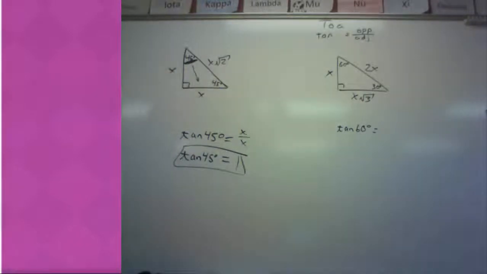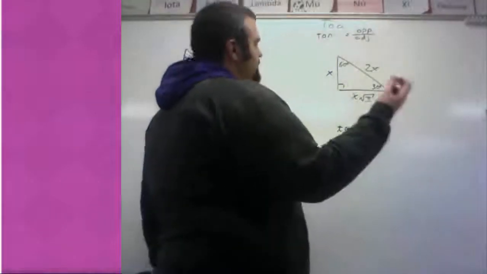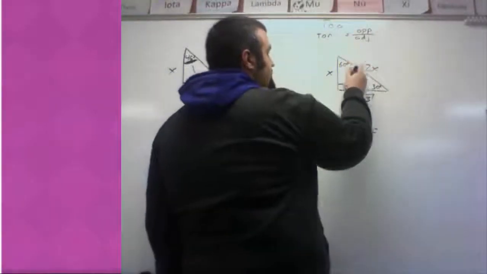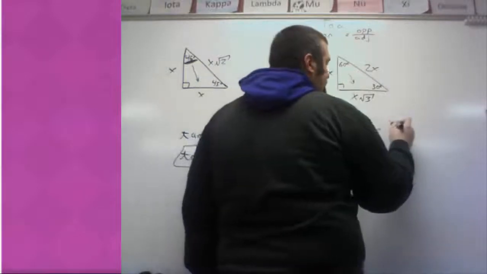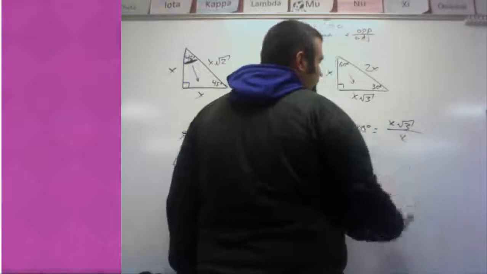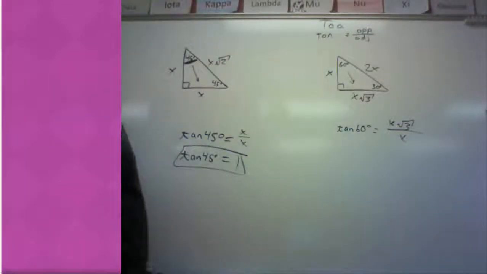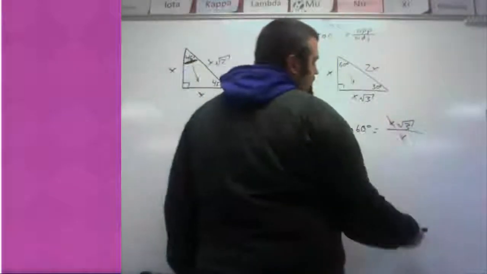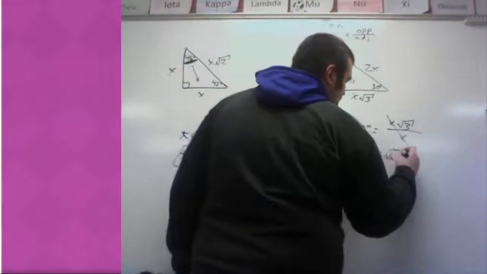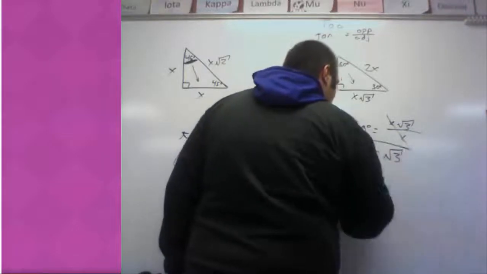No calculator needed. What about this over here? Tangent of 60 degrees. Well, let's look. Opposite. So opposite is across. X square root 3 over x. Mr. H, I have an x on top and bottom. Well, that's fine. It cancels out to be 1. So what I have here is the square root of 3. The tangent of 60 degrees is the square root of 3.